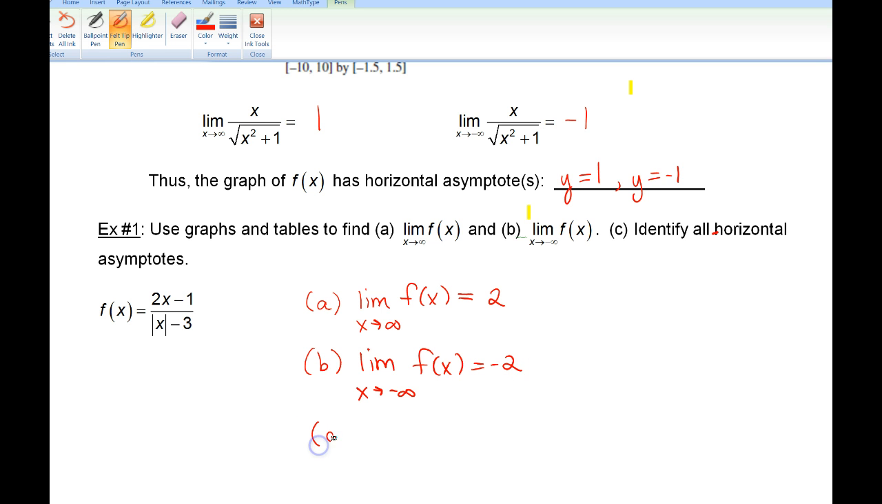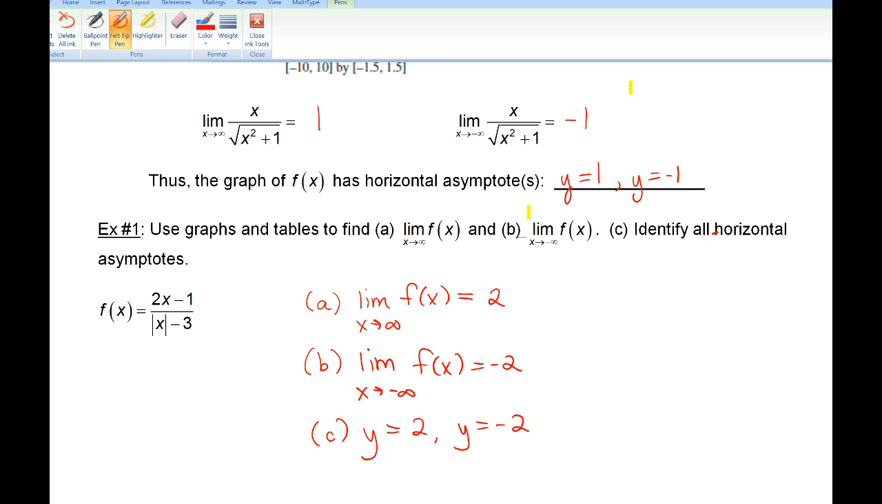So C, what are our horizontal asymptotes? They are 2. Okay, make sure you're writing y equals 2 and y equals -2, not x equals. And don't just write the numbers. They're asymptotes, so they need to be equations of lines. Good? Got it. Okay, questions?